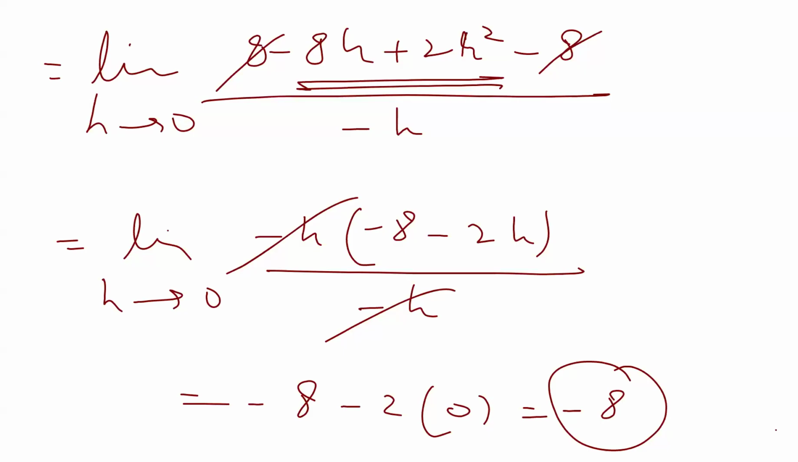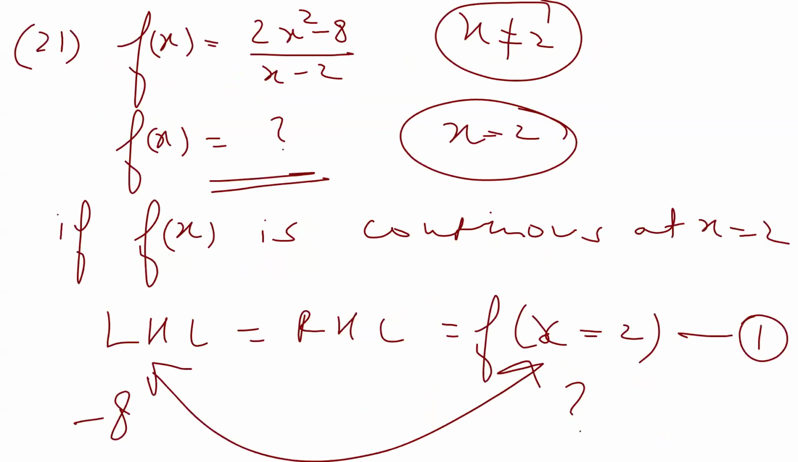Guys, I just figured out one small error. When I take minus h common, this will be plus 8. So excuse me for this. So this is 8, right? And then see this, this is also plus 8. So question mark is equal to 8. So f of 2 is equal to 8. Fine.